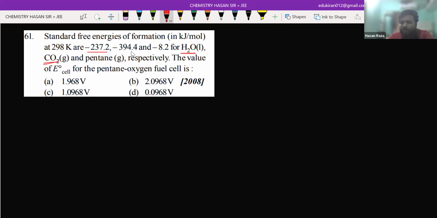And for CO2, it is minus 394.54. And for pentane, it is given minus 8.2 kilojoule per mole. Whatever it is, you can take it. In kilojoule per mole, it's given the unit. Now, the value of E0 cell for the pentane oxygen fuel cell. If you have studied fuel cell, the hydrogen oxygen fuel cell, I have taught you this part. Yes or no? No, I haven't taught it. You have studied this. Yes or no?